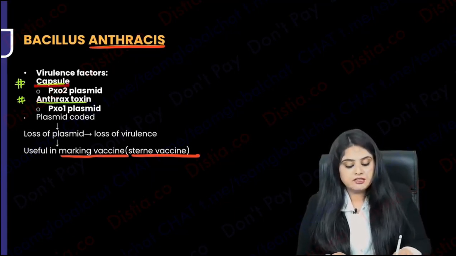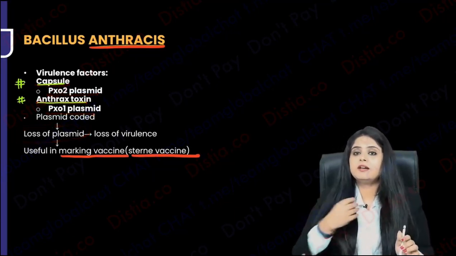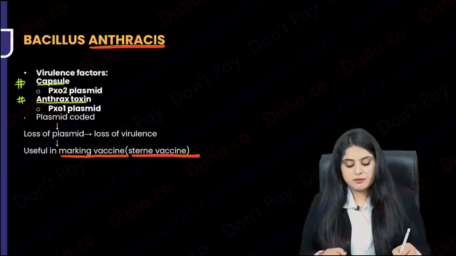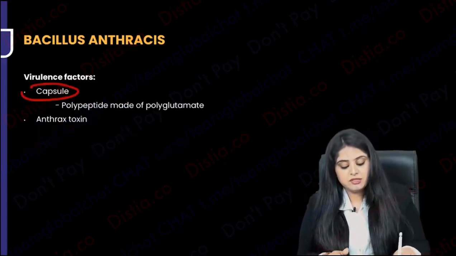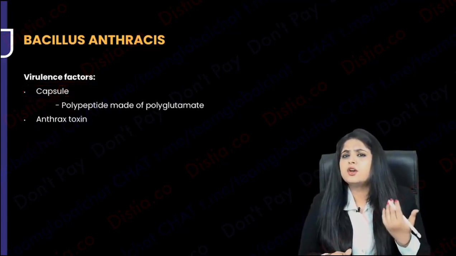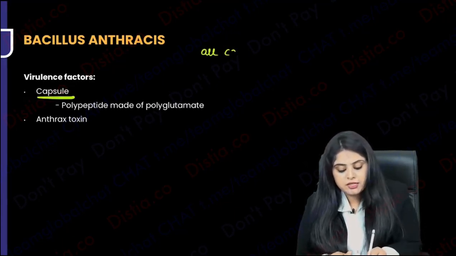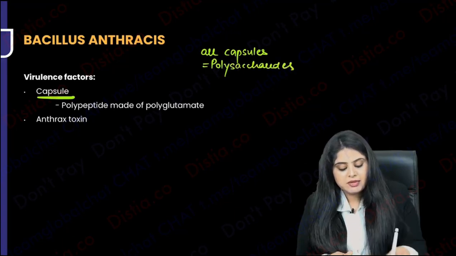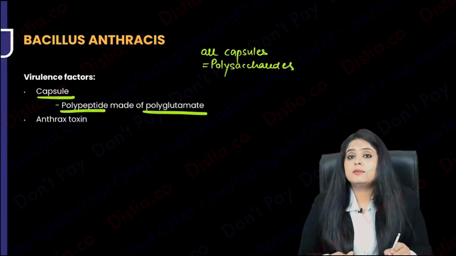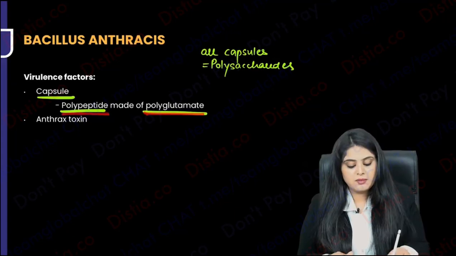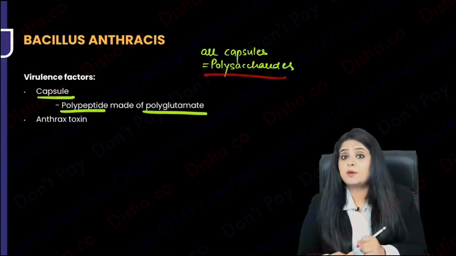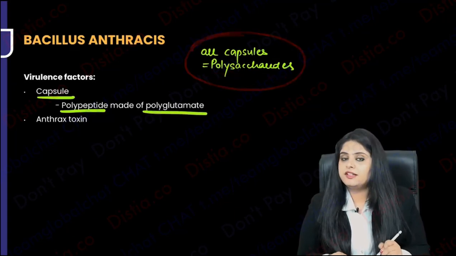So repeating, the virulence factors, capsule and anthrax toxins, are everything under the control of the plasmid. Plasmid gone, virulence gone. Now let's go into details about the capsule and toxin. Remember, this is the organism of exceptions. All the capsules you studied in general microbiology are made up of polysaccharides. But Bacillus anthracis is made up of polyglutamate polypeptide. It isn't polysaccharide; all other capsules are polysaccharides.